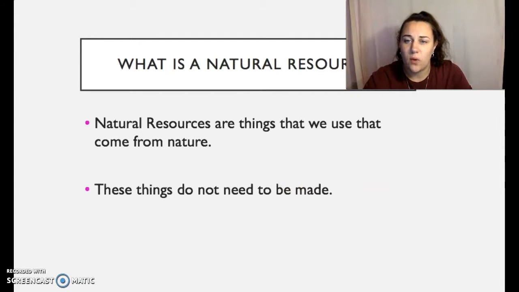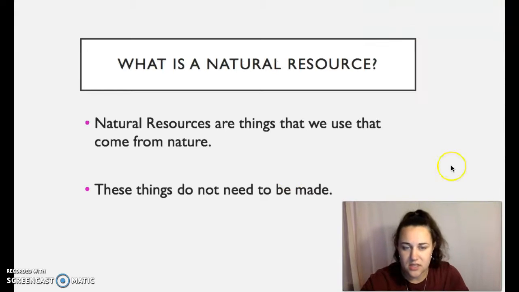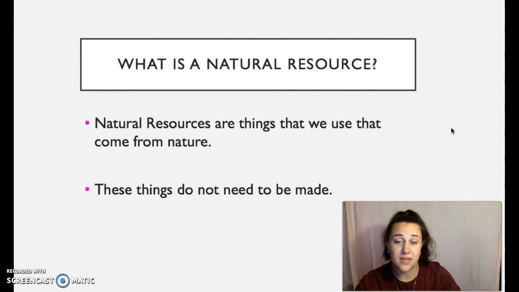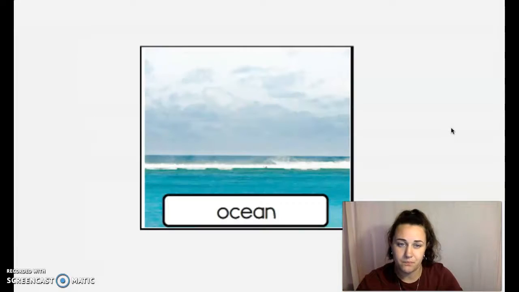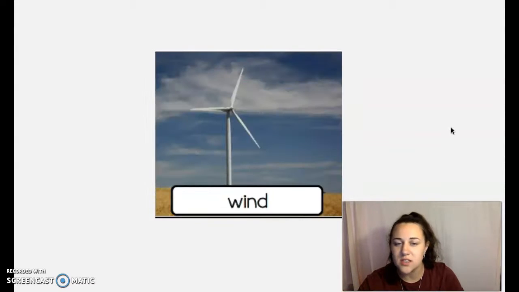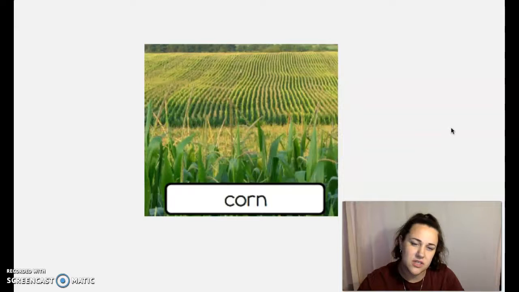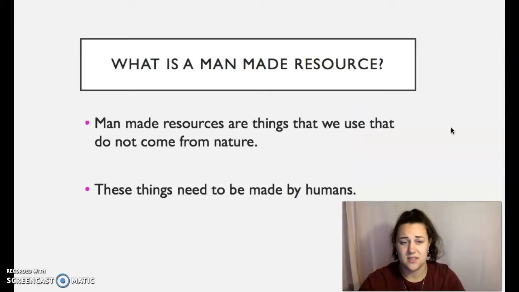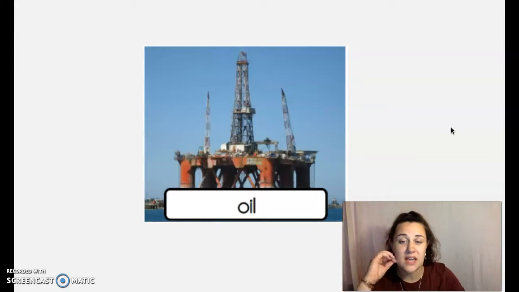So we talked about what a natural resource is. They're resources, things that we use, that come from nature. So remember, they're natural. They come from nature. We don't need to make them. Examples were ocean, sun, minerals, rocks, wind, soil, trees, corn, animals, oil and gas. Those are all examples of our natural resources.